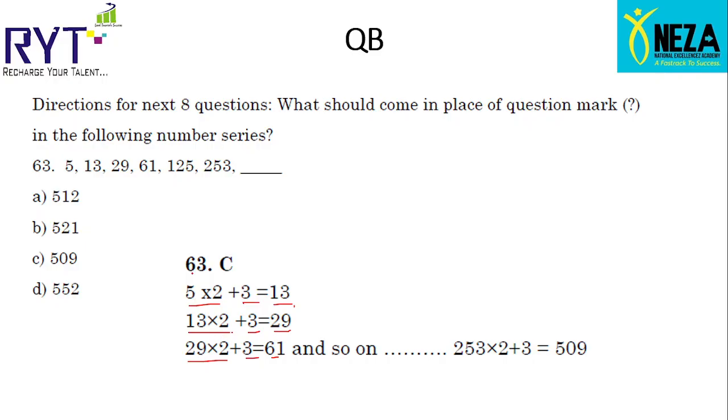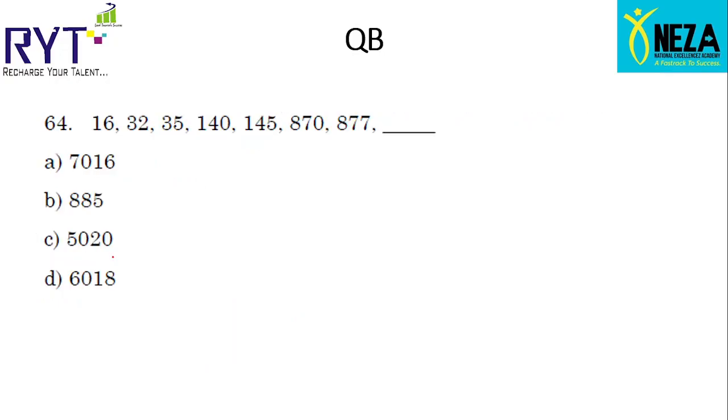In 3. Following the same logic, 250 plus going to be 5, not the right answer. Next question. 16 becomes 32, very easy. 32 becomes 35, it's plus 3. 35 and 40, it's increasing. Now let us see the logic.